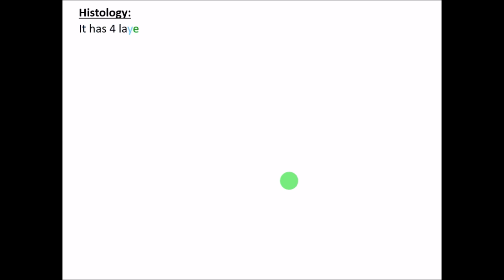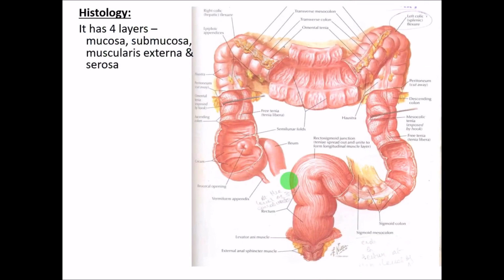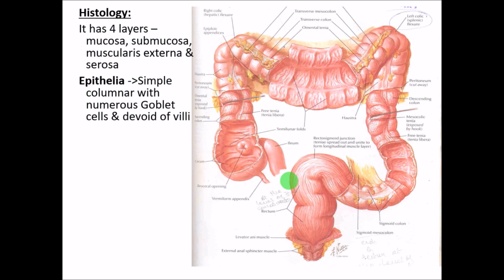Coming to some histological features, just like the other parts of the intestine, this will also have the four layers: the mucosa, submucosa, muscularis externa and serosa. We will not go into details because that will be covered in the histology lecture. The innermost lining is simple columnar epithelium with numerous goblet cells and devoid of villi. So this differentiates it from the ileum, where some villi will be present as well as a few goblet cells, but here there will be a huge number of goblet cells and no villi.